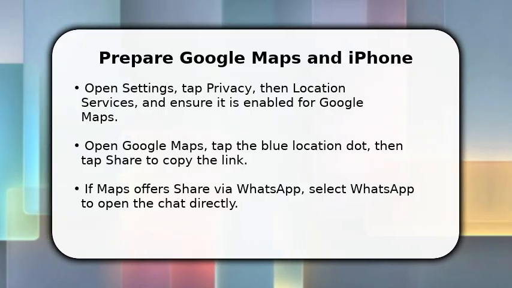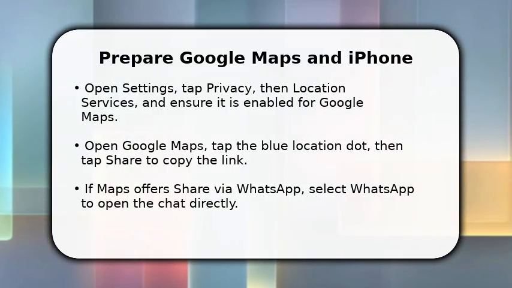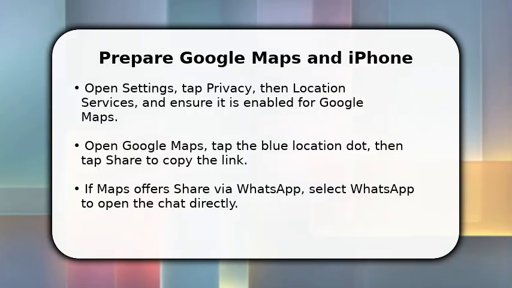Open Settings, tap Privacy, then Location Services, and ensure it is enabled for Google Maps. Next, open the Google Maps app and wait while it locates you. Tap the blue location dot to reveal location actions and context.